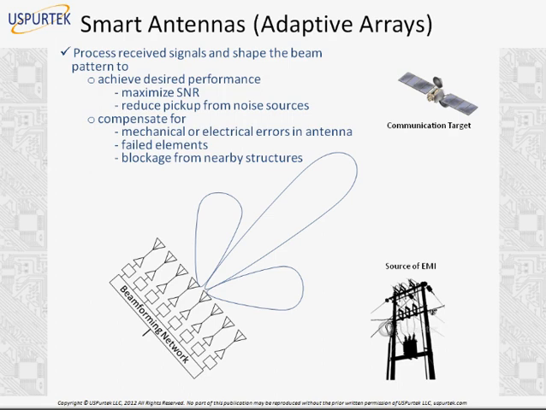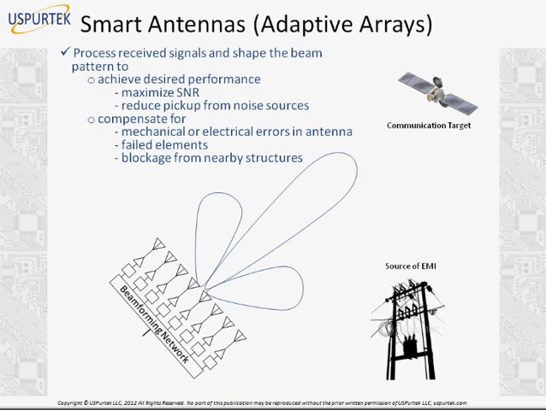Adaptive arrays have been used in the past in special applications, in defense, military and communication applications, or very specific applications with satellite communications. But they have interesting capabilities. Here, the antenna array processes received signals from all sides, from wherever it's receiving, based on its beam pattern, and shapes the beam pattern to achieve desired performance.